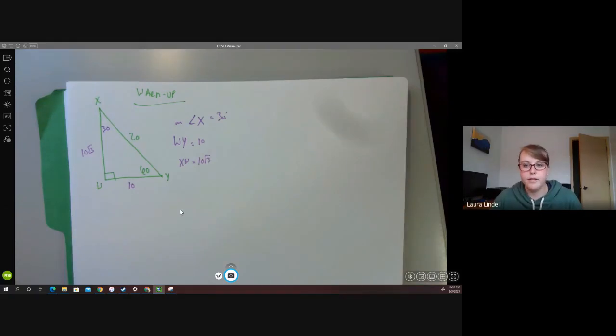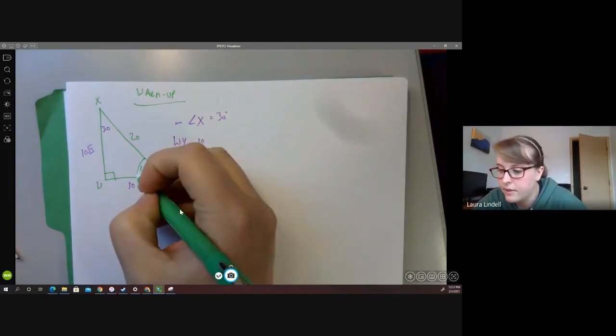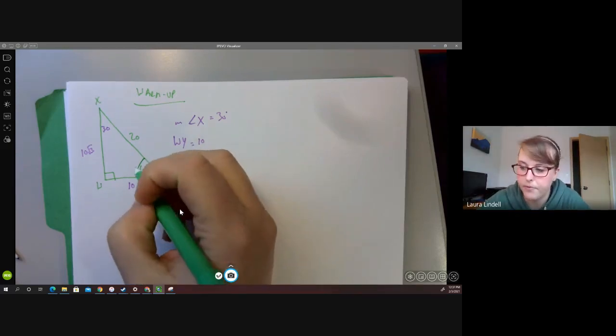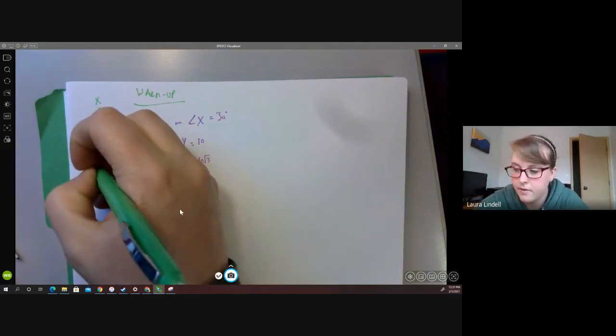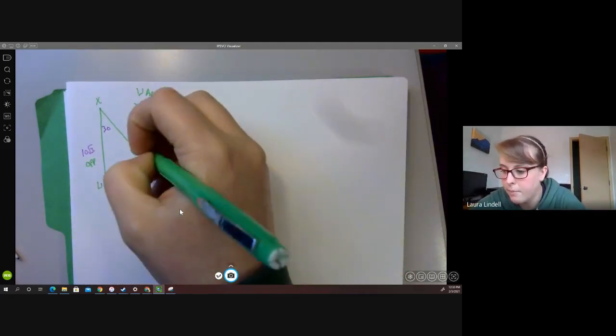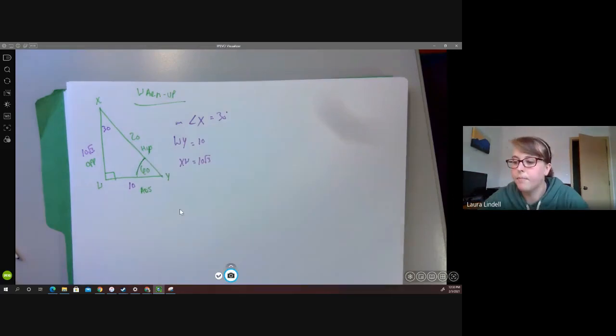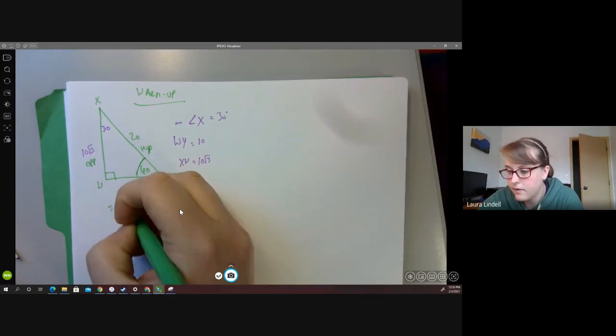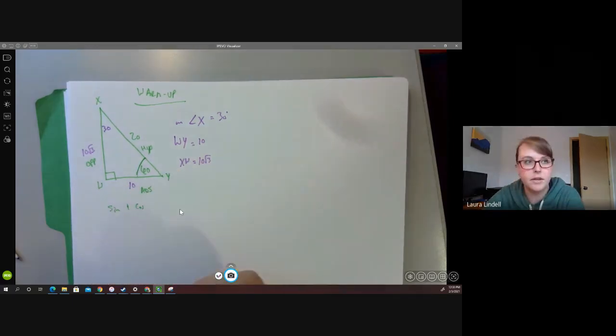But if we did not remember special right triangles, that's okay, because you can still use right triangle trig to do this instead. We could know that since this angle is 60 degrees, the opposite side, the adjacent side, and the hypotenuse. So since we're given the hypotenuse, we're going to use sine and cosine to set up equations.